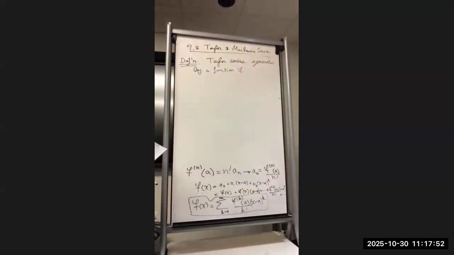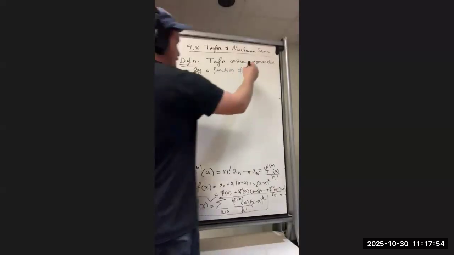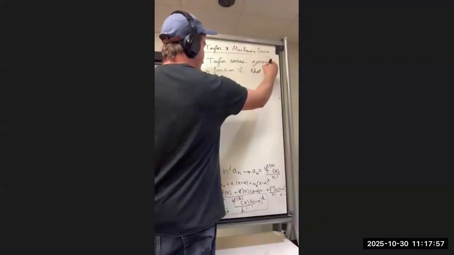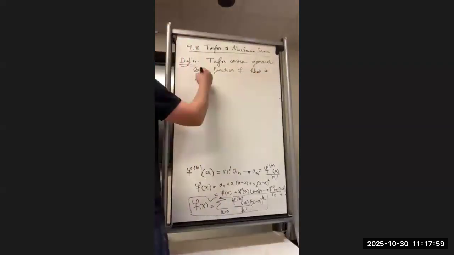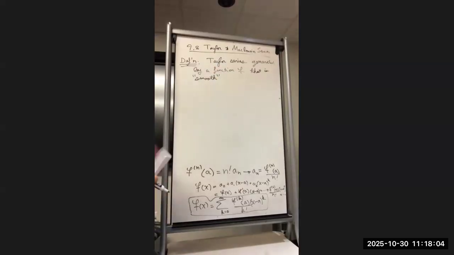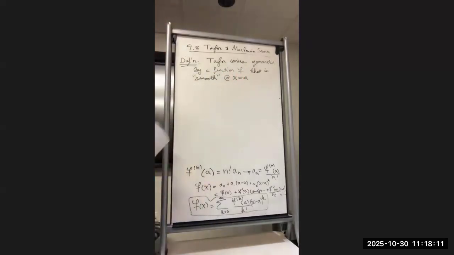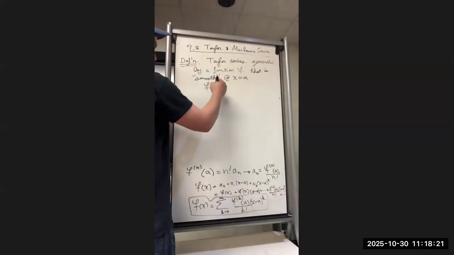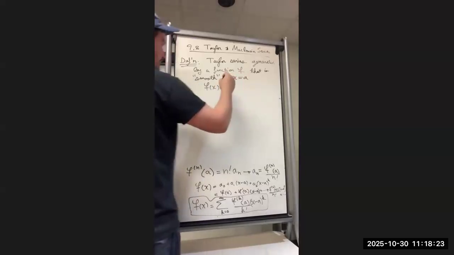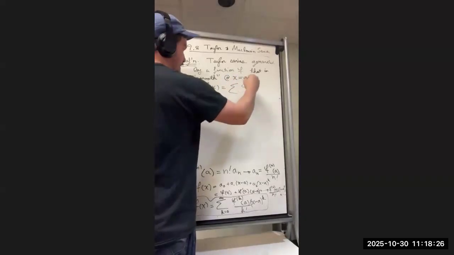f that is smooth, which just means infinitely differentiable. I can take as many derivatives as I want at x equals a. The Taylor series generated by a function f that is smooth at x equals a is precisely what we just wrote down. F of x is equal to that sum.